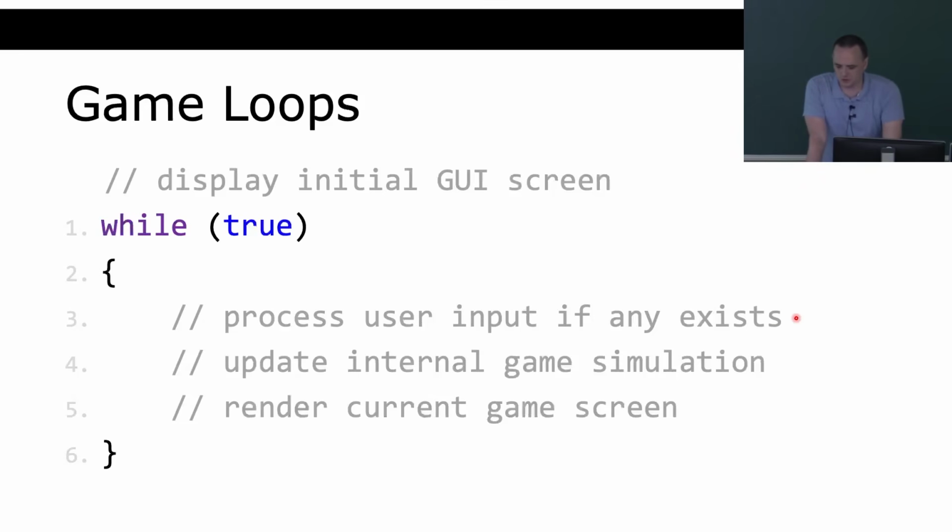So the first thing we're going to do is process user input, if any exists. So that's going to say, hey, what buttons were pushed on this frame? I might want to do something with those. Then you update the internal game simulation based on that. So the update for our assignment might be like moving the shapes around, right? So you're going to add some velocity to the position, or however you're doing that. And then once your internal game simulation is finished, then we render the current game screen, right?